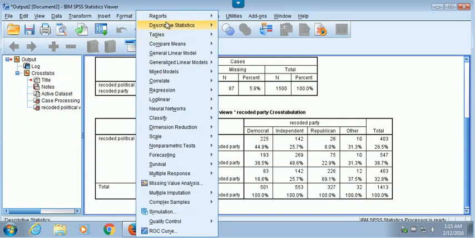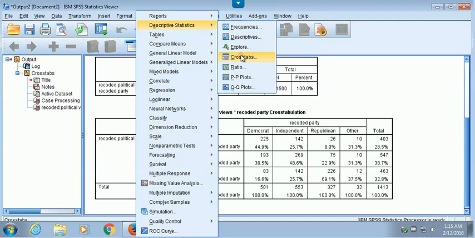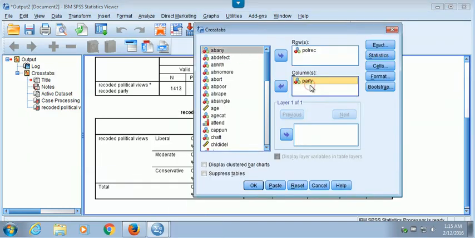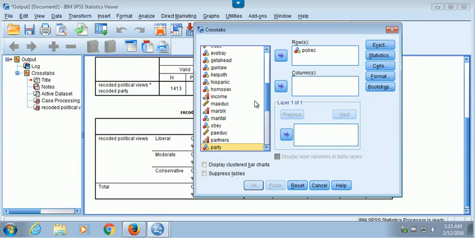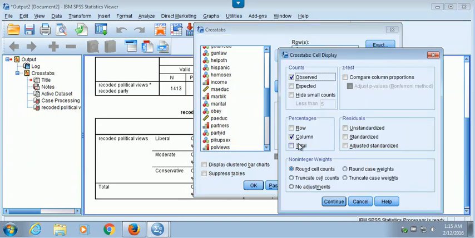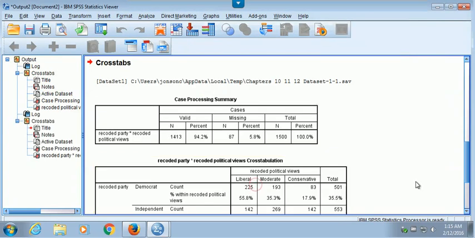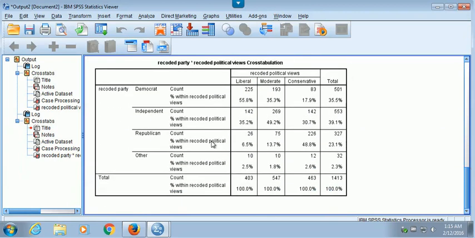Now, the book wants you to go through and switch the independent variable and dependent variable. So instead of having party as your independent variable, they now want you to have party as your dependent variable. And instead of political views as your dependent variable, they want that to be your independent variable. Go ahead and click cells, just double check the column is checked. Click that. And now what you'll see is the columns and the rows have switched. So you'll see liberal, moderate, and conservative here on your columns because that's your independent variable, and Democrat, Independent, Republican as your dependent variable.